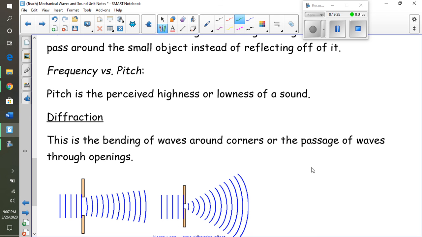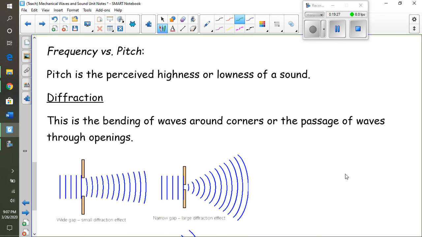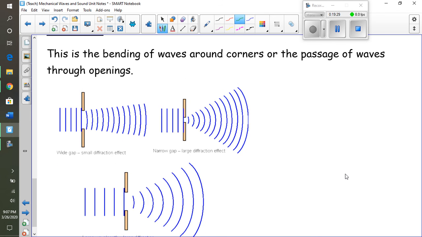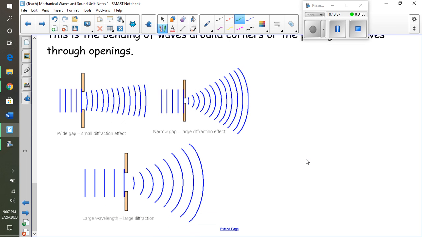Finally, the last thing in this video I want to talk about is diffraction. That's the bending of waves around corners. When waves pass through an opening, they become spherical, if you will. So flat waves become round waves. And waves also bend around corners. That's why you can hear someone talking even though you can't see them if they're standing around the corner.